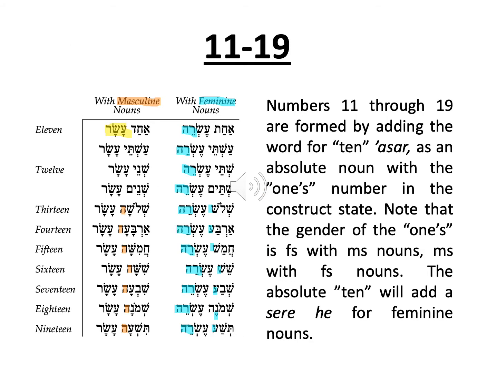but be aware of the changes that take place. Numbers 11 through 19 are formed by adding the word for 10, asar, as an absolute noun with the ones number, cardinal number 1 through 9, in the construct state. You will note, though, that the gender of the ones number, 1 through 9, is the opposite of the absolute noun. So in column 1 with masculine nouns, the absolute noun is in the masculine, but the cardinal number that is in the construct is actually in the feminine. This reverses with feminine nouns. The absolute noun ends in a segol hey to indicate feminine, but the cardinal number in the construct is now in the masculine.